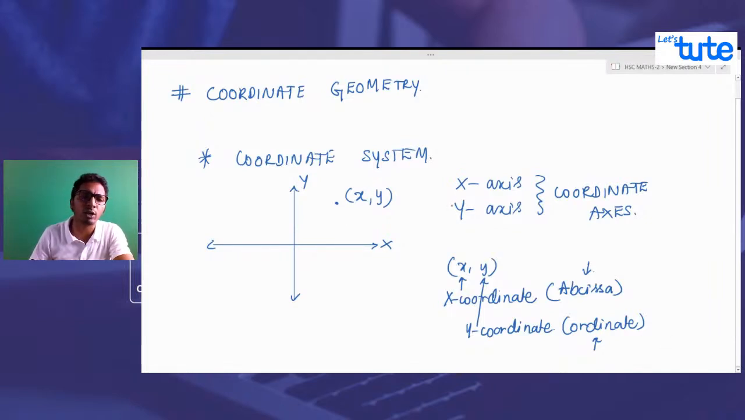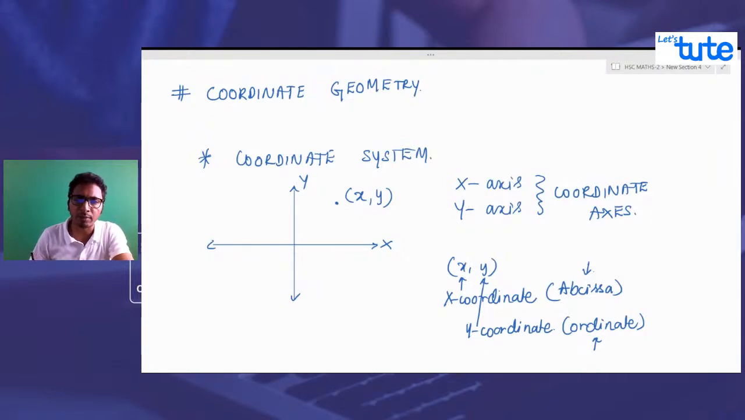So this was a short introduction to coordinate geometry. What all things have we seen: what the coordinate system is, what coordinate axes are, how the points on the coordinate system are represented by the x coordinate and y coordinate, and what they are called alternatively. The x coordinate is called abscissa and the y coordinate is called ordinate.